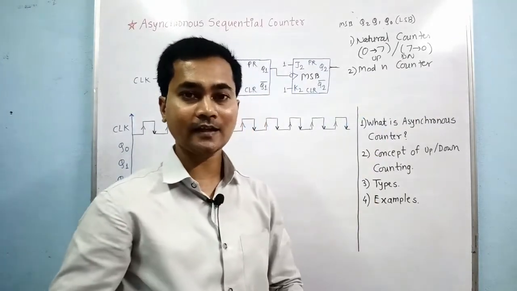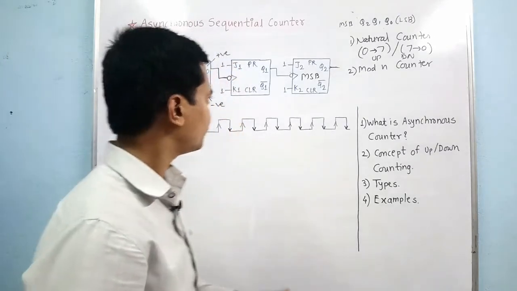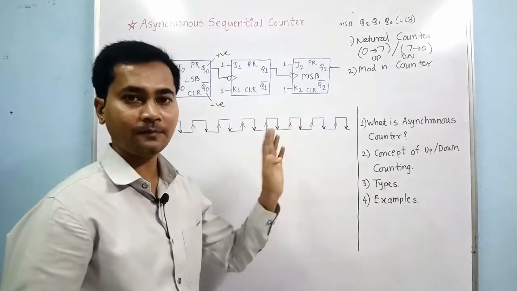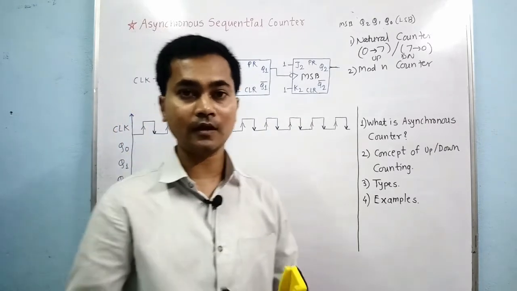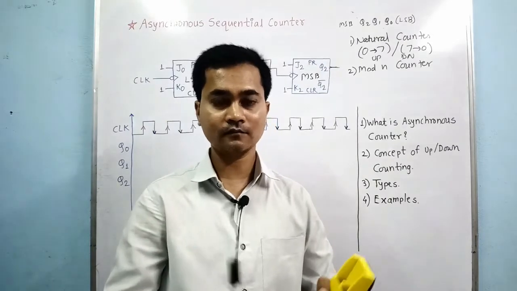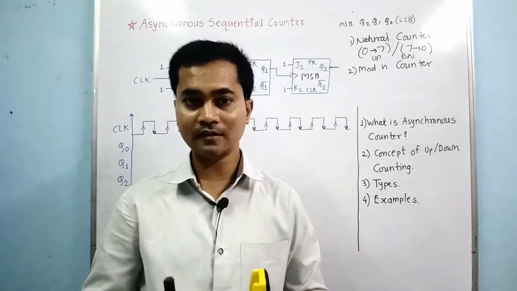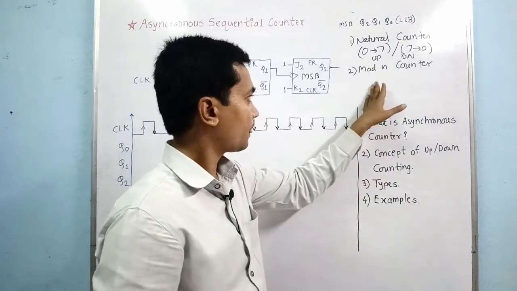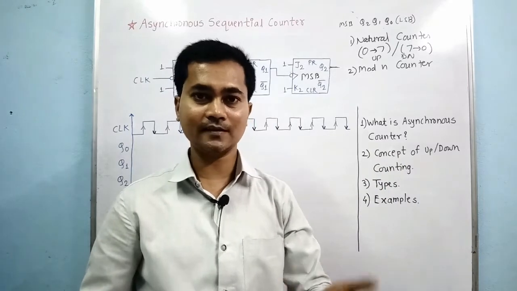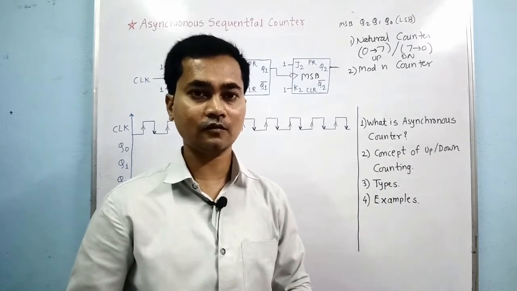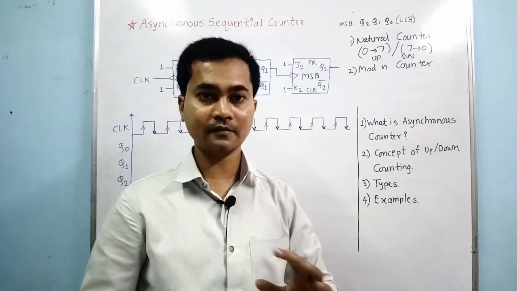Mod n counter means suppose I want to use 3 flip flops only, but I don't want to count up to 7. I want to count up to 4 or 5 or 6. In case of mod n, suppose I want to count up to 4, 5 or 6, then in that case I will call these counters mod 5, mod 6 and mod 7 counter.